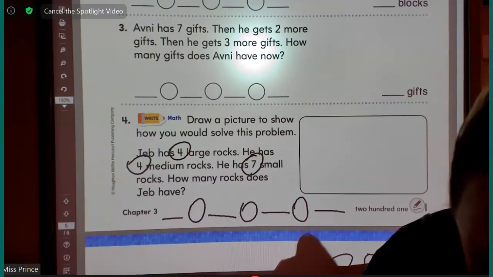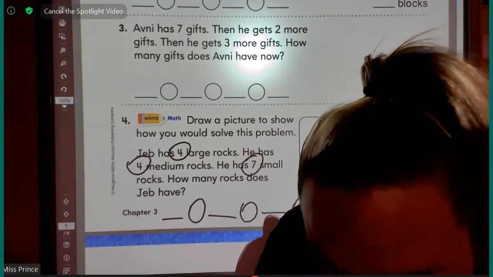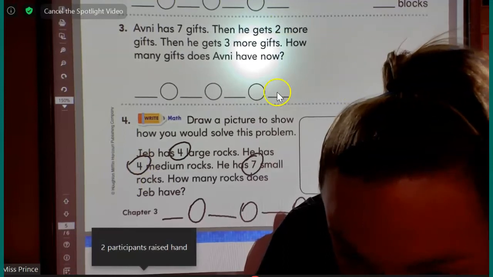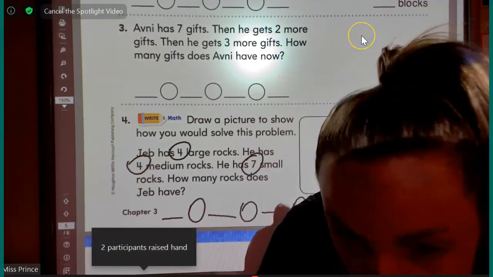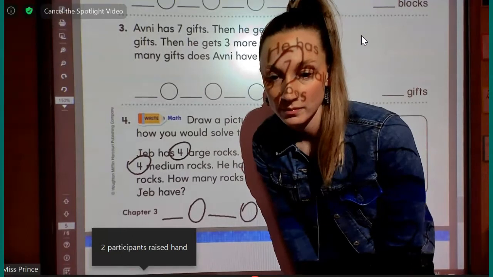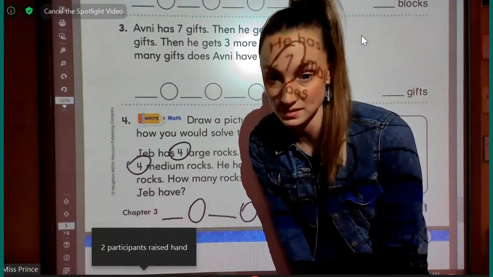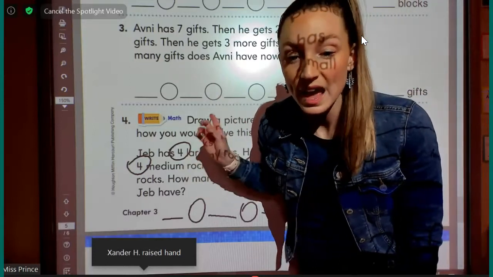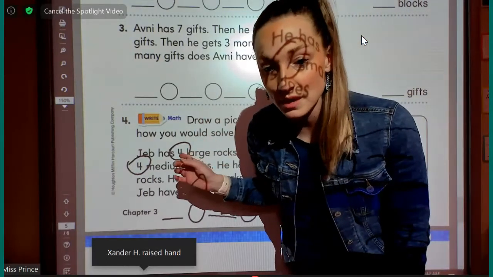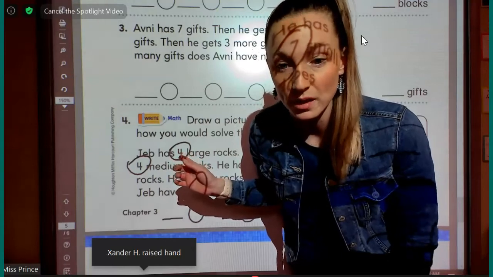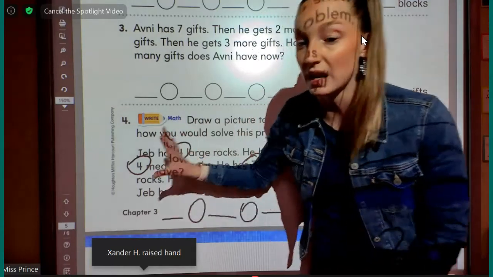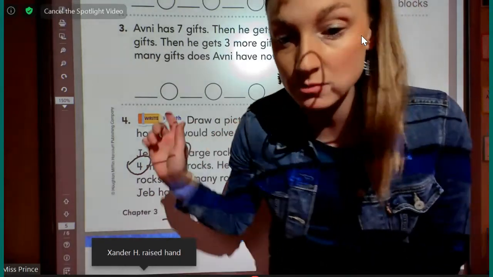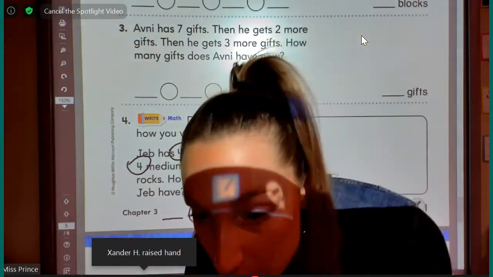Xander, I'm going to go to the person that's raising their hand. If you have a question, please raise your hand. Okay, Keela. It's a little hard. Can we ask someone to help? Yes, especially because these are all word problems. When you are at home, please have somebody read these to you if you need help. When we do the test, I will be reading everything to you, so you won't have to worry about that. I will always read these problems for you guys.